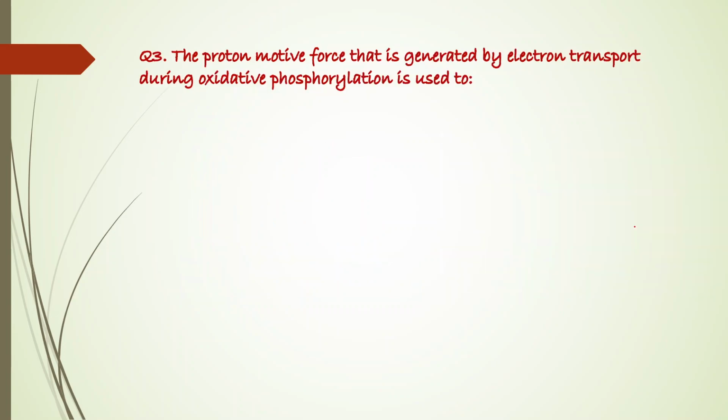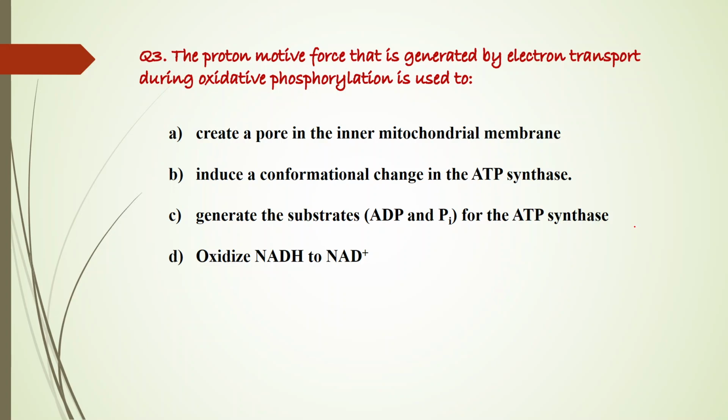Let us move to the next question. It says the proton motive force that is generated by electron transport during oxidative phosphorylation is used for what? First option is create a pore in the inner mitochondrial membrane. Second, induce a conformational change in the ATP synthase. Third, generate the substrates ADP and Pi for the ATP synthase. And fourth, oxidize NADH to NAD+. So what we are talking about is PMF, otherwise known as proton motive force.